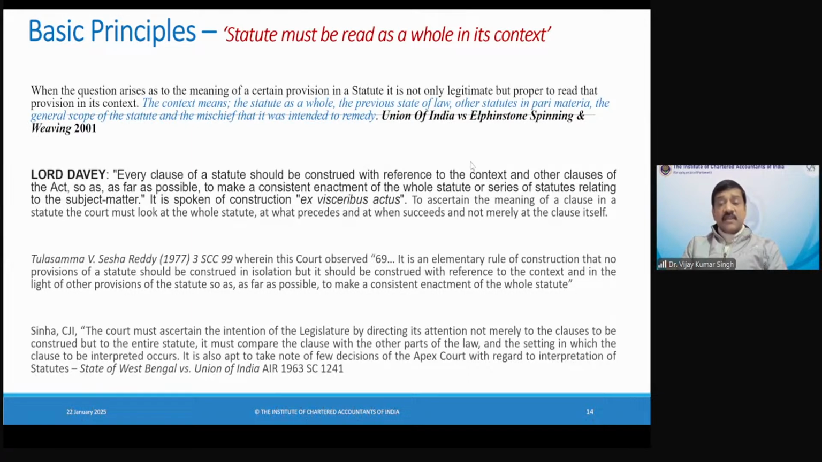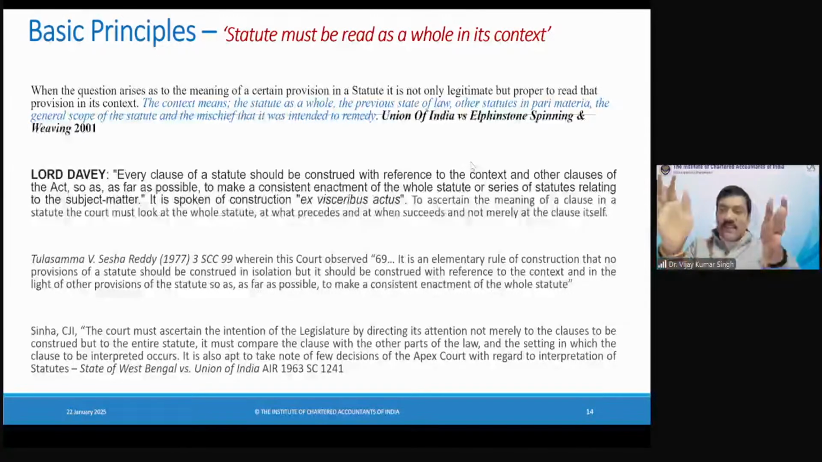When I say here this court, it is basically the Supreme Court I am referring to. Then Chief Justice of India Sinha, in State of West Bengal versus Union of India, endorsed these provisions and said the court must ascertain the intention of the legislature by directing its attention not merely to the clauses to be construed, but to the entire statute. It must compare the clause with the other parts of the law and the setting in which the clause to be interpreted occurs. It is also apt to take note of a few decisions of the apex court with regard to interpretation of the statutes. Now see, he has added an additional element to it.